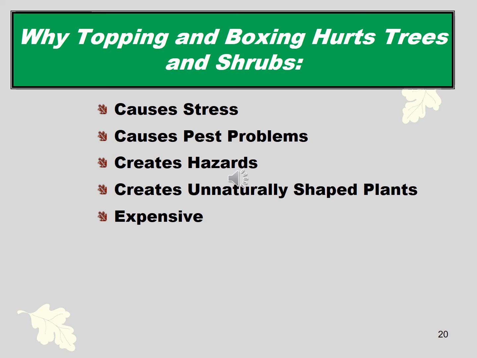That topping and boxing hurts the trees, stresses them out, can increase pest problems because of their increased stress, and can create hazards from the new weak growth. Those branches don't have a very good connection to those severely cut off branches, and they can fall easily. It doesn't look very good, creates an unnatural shape, and it can be expensive. These trees are going to need more care because they've been so stressed out.